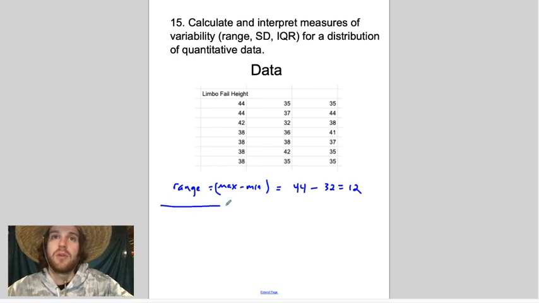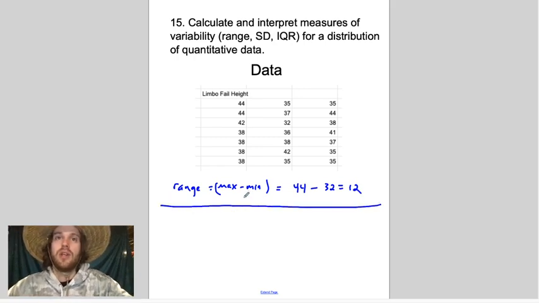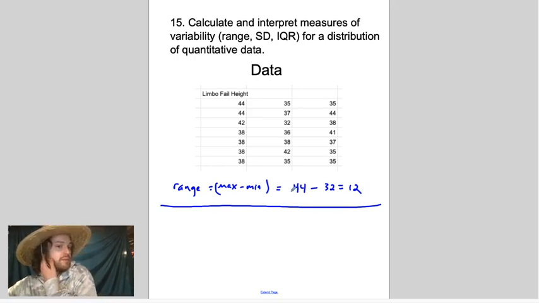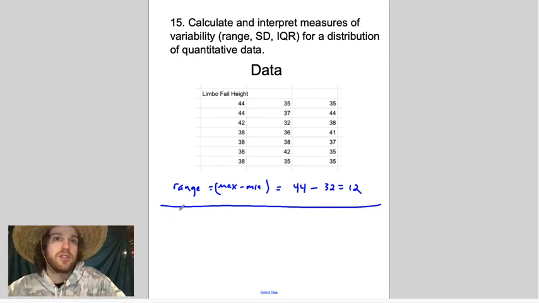Look at that. Okay, the range is 12, so how do we interpret the range? Our data varies at most by 12, which would be from 32 to 44. So it's how our data varies. Our data varies by at most 12 from 32 to 44. All right, let's go ahead on to the next one, the standard deviation.